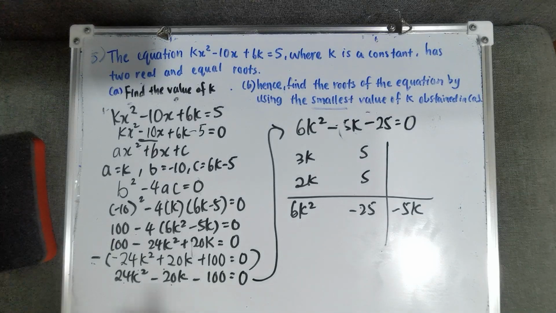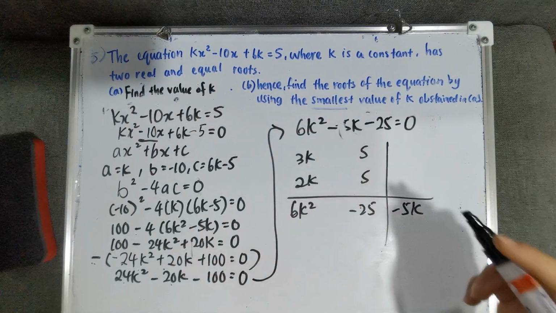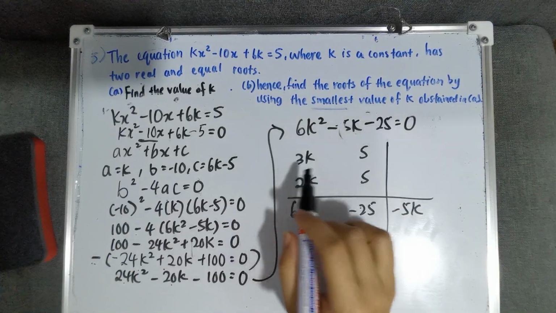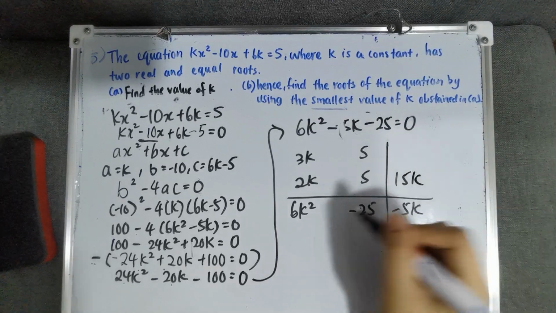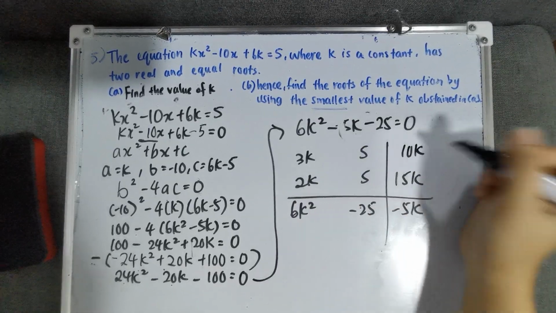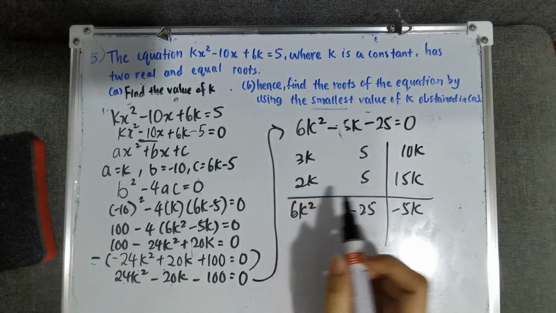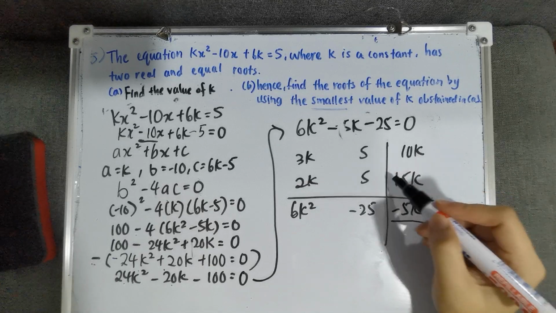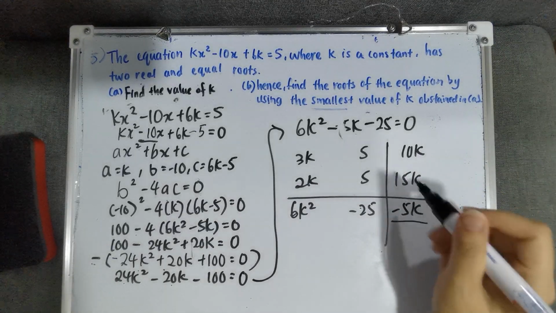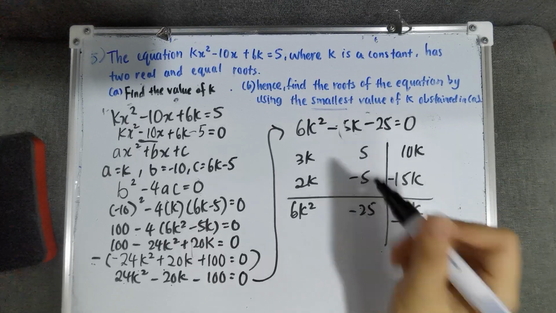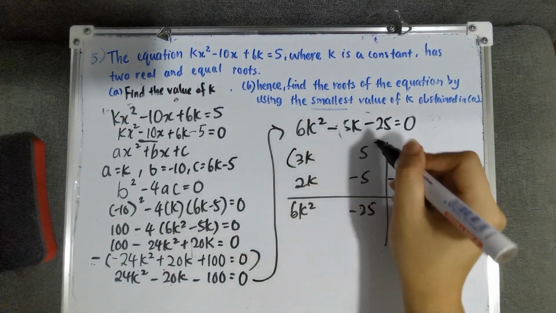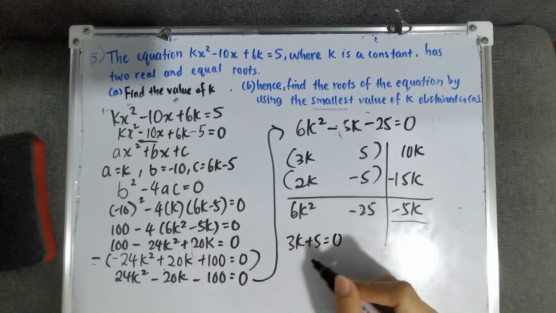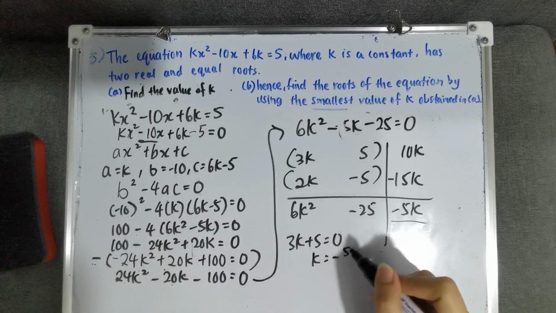Right now we are not sure where the negative sign goes, so we just multiply first. 3k times 5 is 15k. 2k times 5 is 10k. The middle term is negative 5k, meaning 10 minus 15 equals negative 5. So the 15k one is negative. Then we pick this one: 3k plus 5 is 0. k is negative 5 over 3.